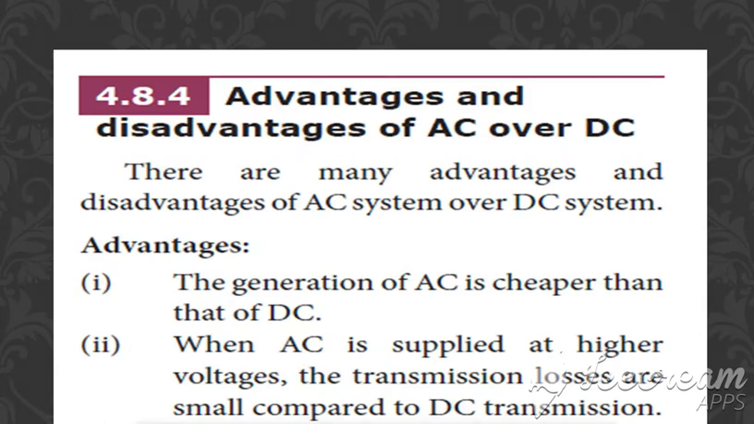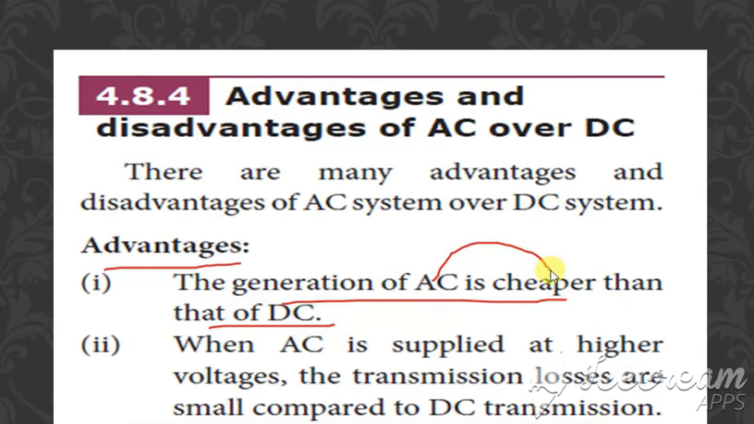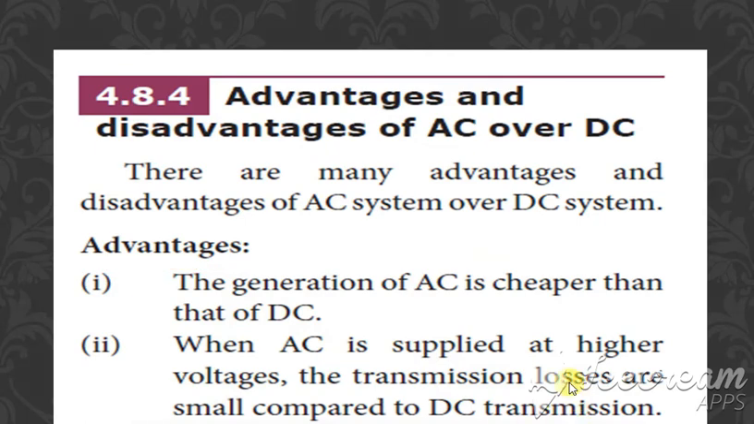The first point is the advantages. The generation of AC is cheaper than DC. AC is comparatively cheaper when compared with DC. Next, when AC is applied at higher voltage, the transmission losses are small compared to DC. So when we transmit AC power at high voltage, it transmits with fewer losses.